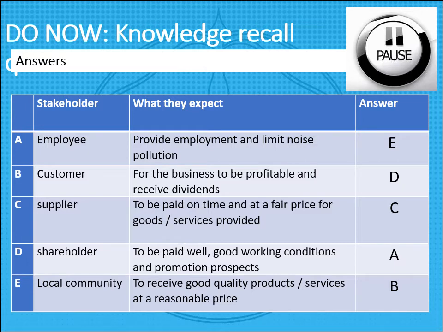To be paid on time at a fair price. That is a supplier, so that's straight across. To be paid well, good working conditions and promotion prospects. That is what an employee, someone who works for the business, expects. And then the final one, to receive good quality product and services at a reasonable price. That is what the customer would expect. So pause the screen if you need to make sure that you've got the correct answers.